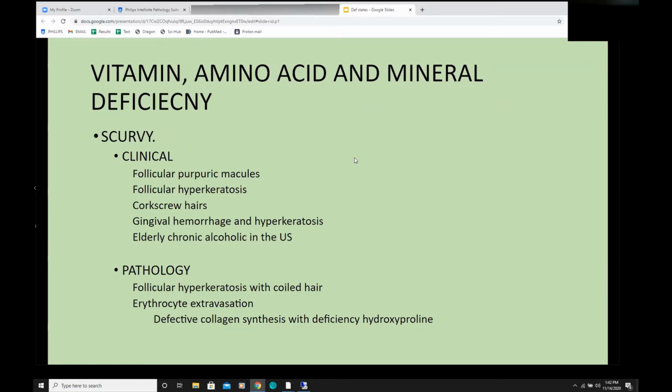The pathology of scurvy is usually just what matches the clinical: follicular hyperkeratosis with coiled hairs, erythrocyte extravasation, and the reason for these findings is defective collagen synthesis with a deficiency of hydroxyproline.